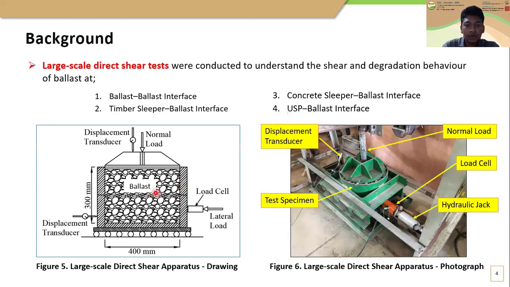Here you can see a drawing of the large-scale direct shear apparatus, and this figure shows a photograph of the apparatus. This particular apparatus can accommodate a cylindrical ballast sample of 400 mm diameter and 300 mm height. The bottom half of the cylinder can move laterally under a predefined normal load by using the hydraulic jack attached to the system. All the displacements are measured by using the displacement transducers. Also, the load is measured using the load cell attached to the system.